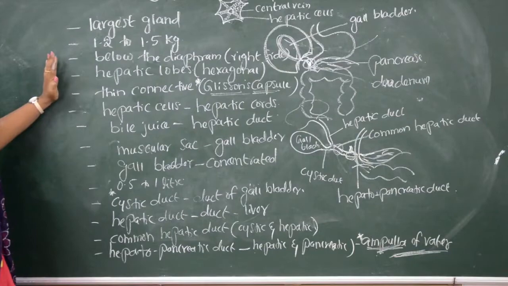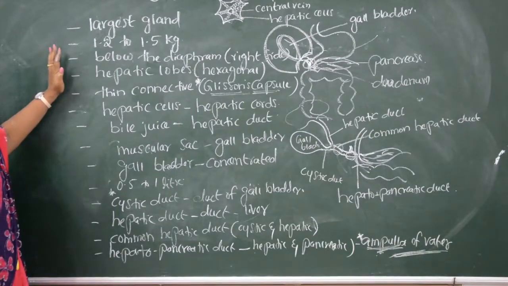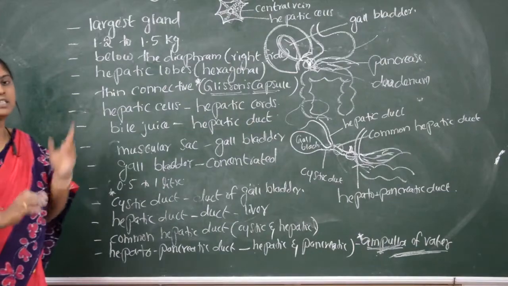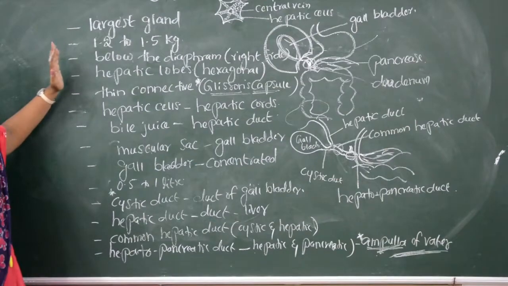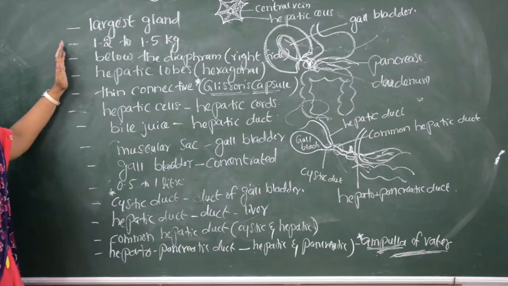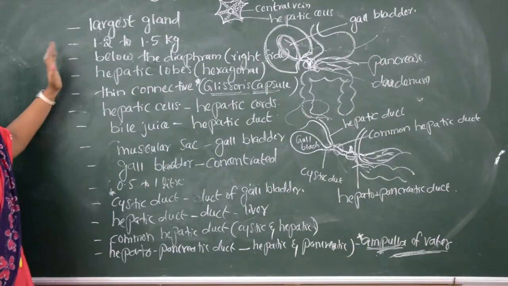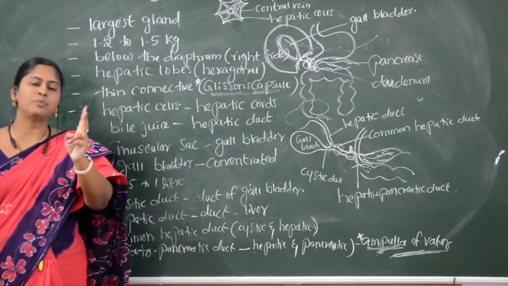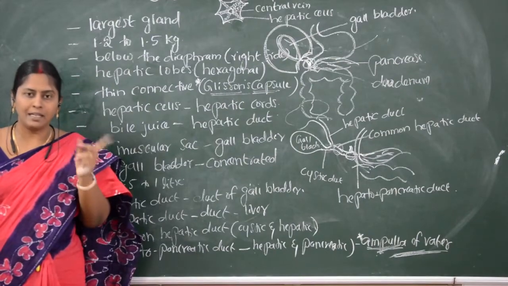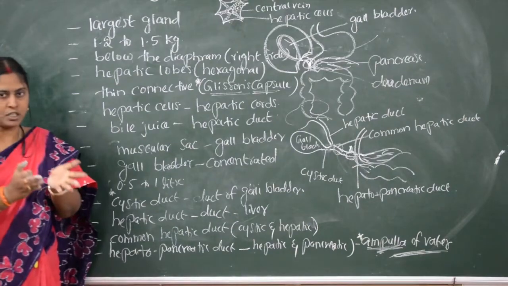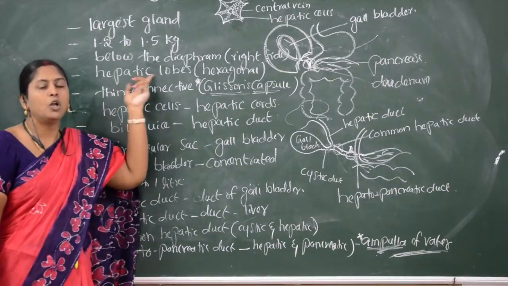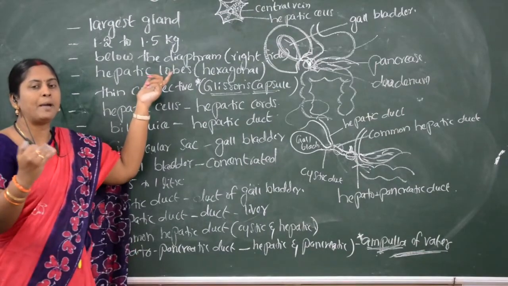Once again, see children, liver is the largest gland in the body. The weight of the liver is 1.2 to 1.5 kilograms. Liver is present below the diaphragm in the abdominal region, towards the upper part or towards the right side of the abdominal region. Liver consists of two lobes. Each lobe is called hepatic lobe. Each hepatic lobe is hexagonal in structure. So such a lobe we will call a hexagonal hepatic lobe.